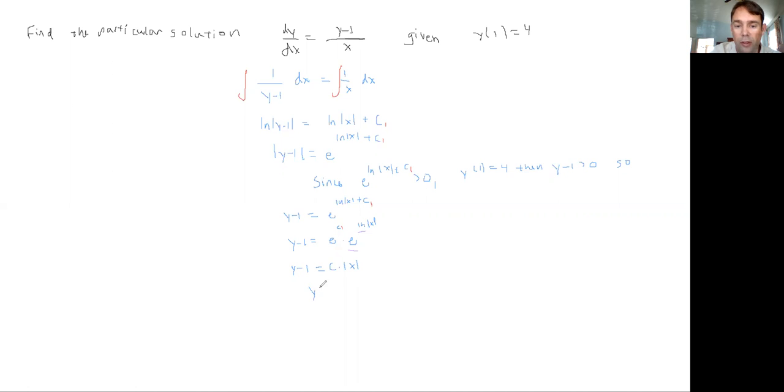So that means y is equal to c times the natural log of the absolute value of x plus 1. So we know what our values are that we're plugging in. We'll go ahead and plug them in real quick. So 4 equals c times the absolute value of 1 plus 1. So we get 3 equals c. So that means our final equation we're dealing with here is y equals 3 times the natural log of the absolute value of x plus 1.